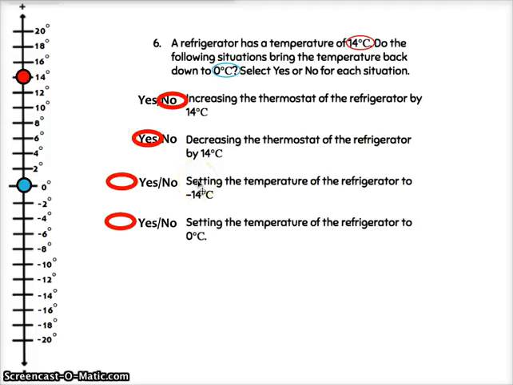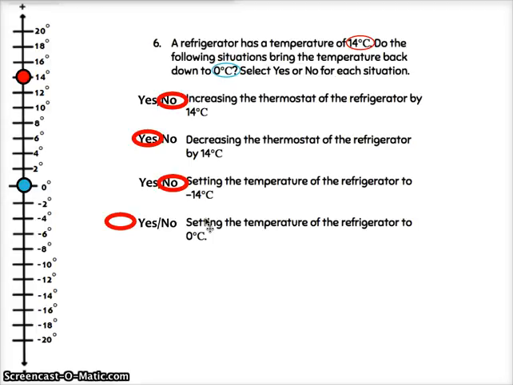The third example suggests setting the temperature of the refrigerator to negative 14 degrees Celsius. Negative 14 means that the temperature would decrease. If we set the temperature to negative 14, the temperature would decrease all the way from positive 14 down here to negative 14. So it would decrease, but it would go past 0 and all the way here to negative 14. So no, this scenario would not bring the temperature down to 0 degrees.